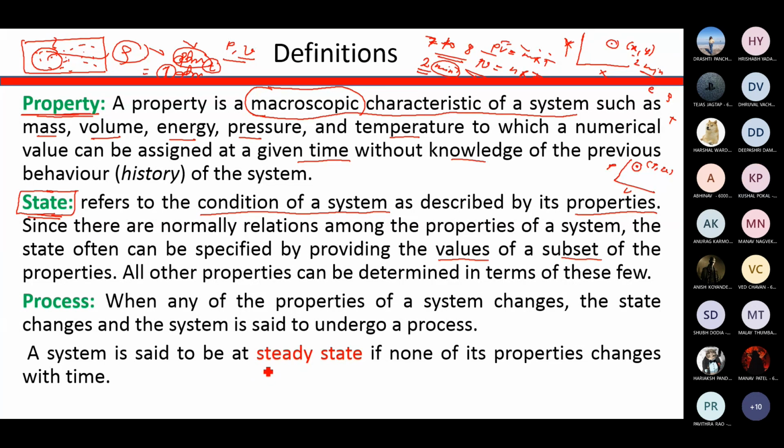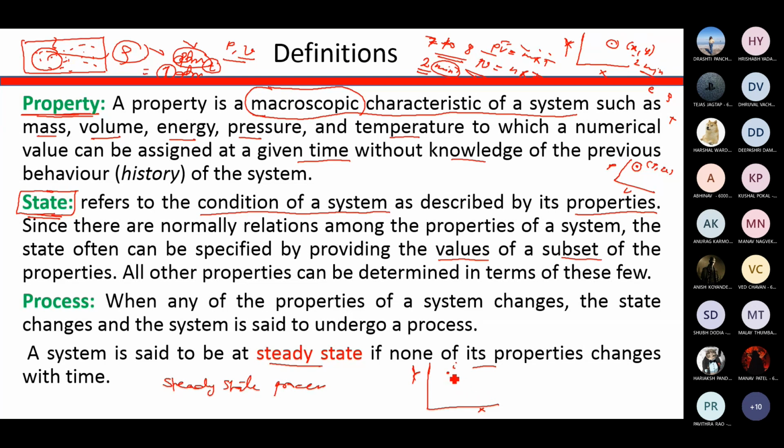A system is said to be at a steady state if none of its properties changes with time. So here we have defined the steady state process also. Suppose you have a system at the initial state, let us say here. Forget about this scale. This may be x, y, any coordinates. I am just showing it for explanation purposes.